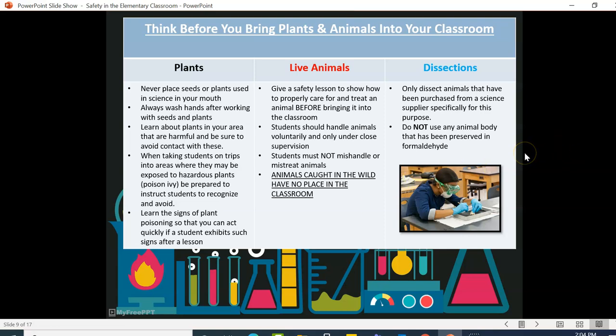Thinking about dissections, only dissect animals that have been purchased from a science supplier to K-12 schools specifically for that purpose. Never dissect any other animal corpse. Do not use any animal body that has been preserved in formaldehyde.